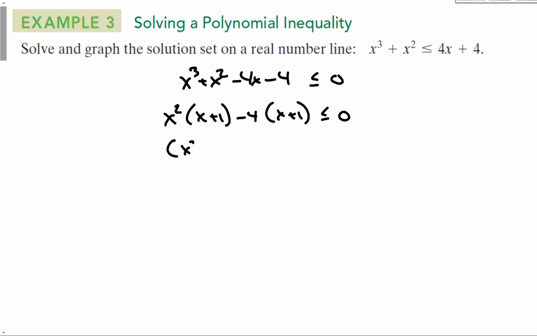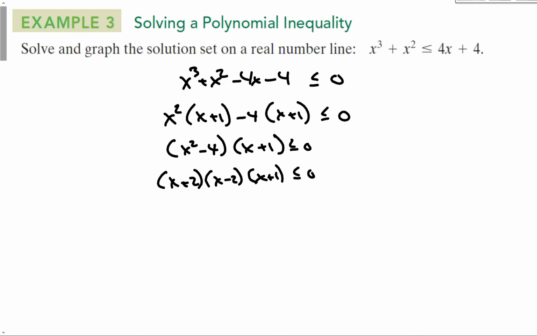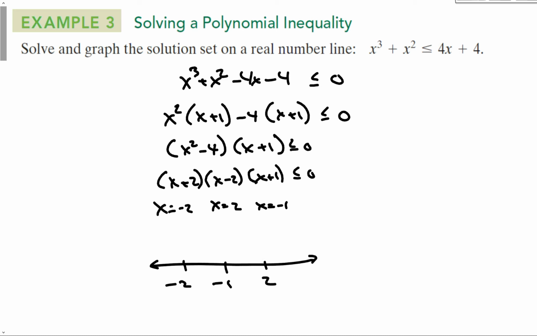So I now have x squared minus 4 times x plus 1. And of course, x squared minus 4 factors one more time into x plus 2, x minus 2, times x plus 1. So that means my zeros become negative 2, positive 2, negative 1. So now when I make my number line and my sign chart, I put a negative 2, a negative 1, and a 2 there.